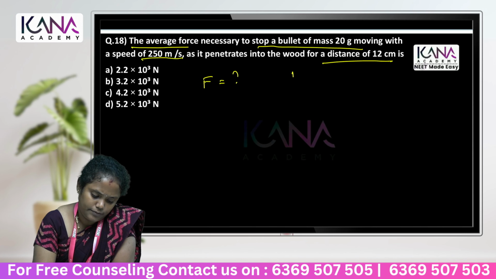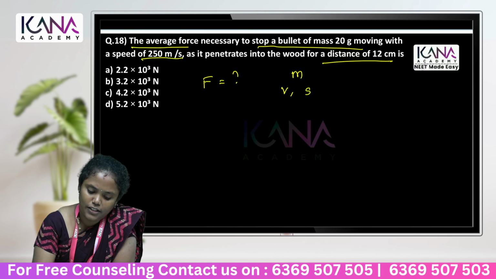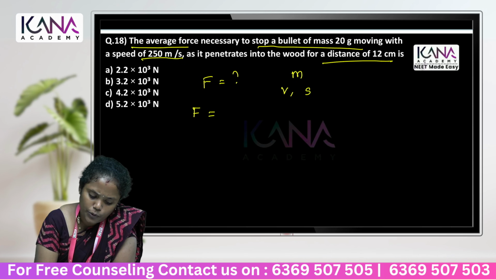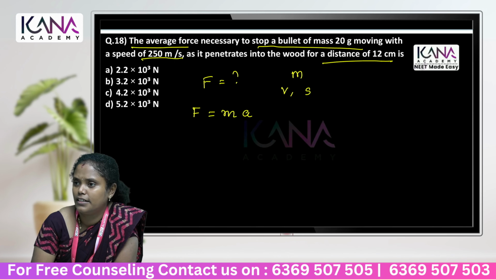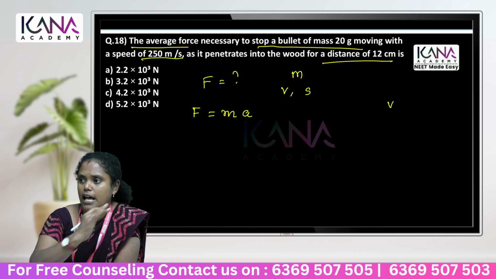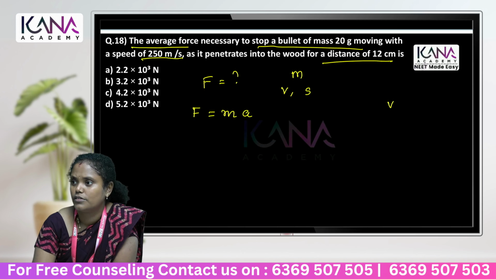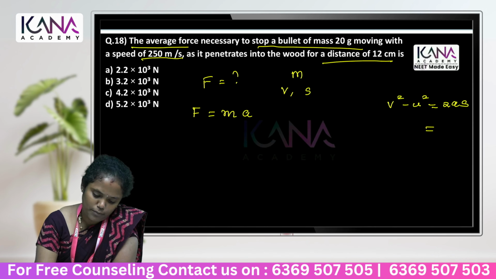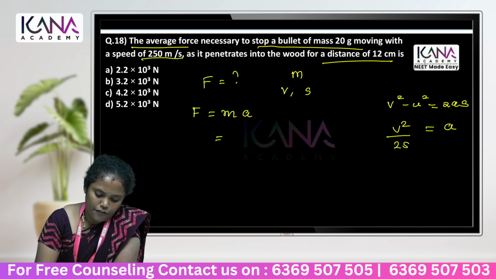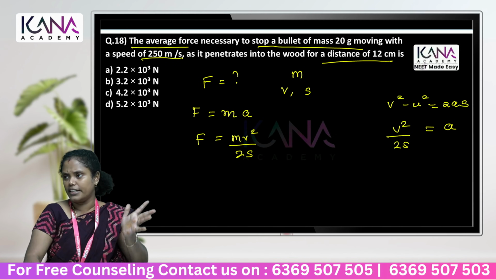M is given, v is given and s is given. F ஓட ஃபார்முலா நமக்கு என்ன தெரியும்? m into a. So how to replace a with v and s? From the equation, as it is happening in a straight line, v square minus u square is equal to 2as. So அப்ப நமக்கு to replace a by v square by 2s, F is also mv square by 2s when v and s are related in your question.